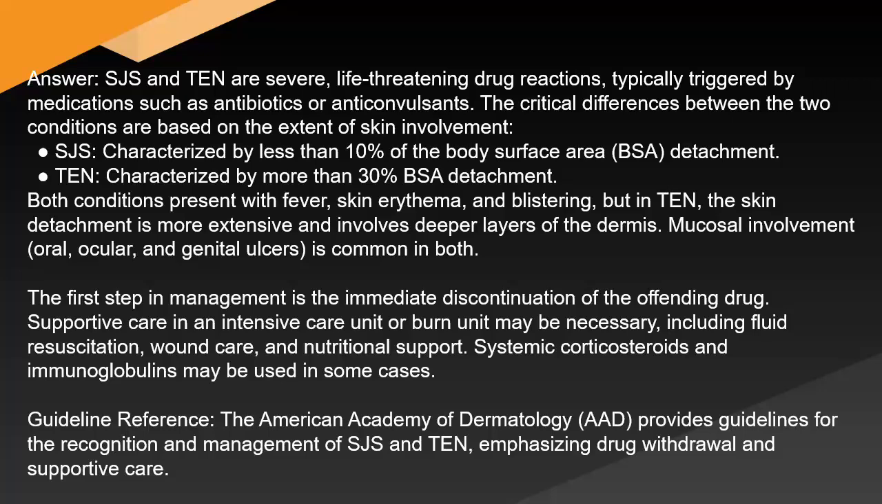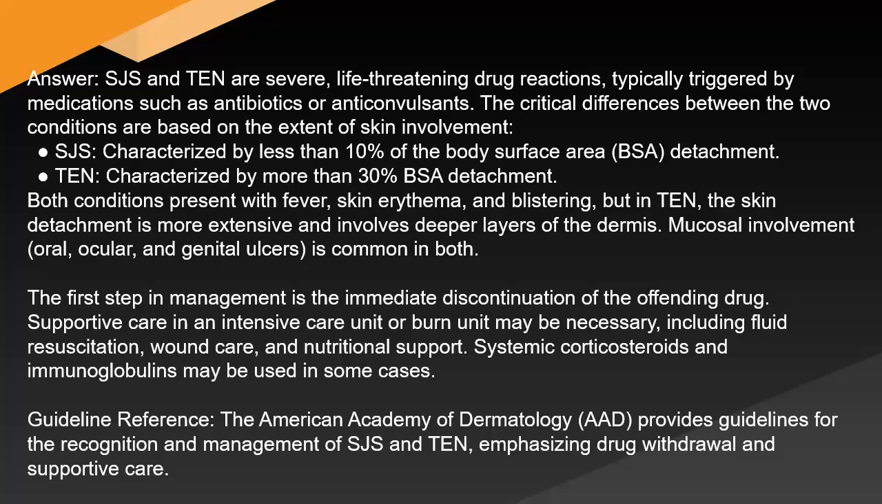Answer: SJS and TEN are severe, life-threatening drug reactions, typically triggered by medications such as antibiotics or anticonvulsants. The critical differences between the two conditions are based on the extent of skin involvement. SJS is characterized by less than 10% of the body's surface area (BSA) detachment. TEN is characterized by more than 30% BSA detachment. Both conditions present with fever, skin erythema, and blistering, but in TEN, the skin detachment is more extensive and involves deeper layers of the dermis. Mucosal involvement, oral, ocular, and genital ulcers, is common in both.